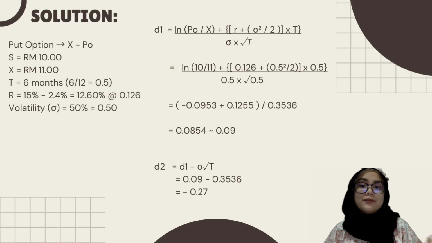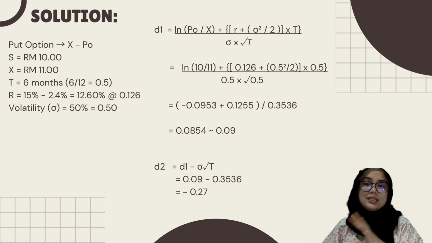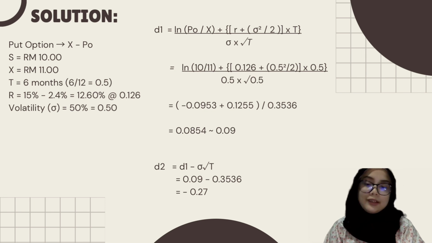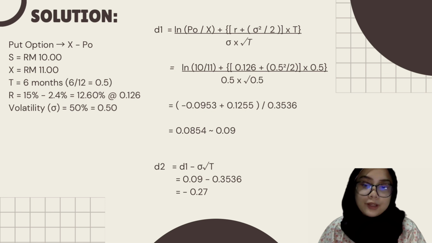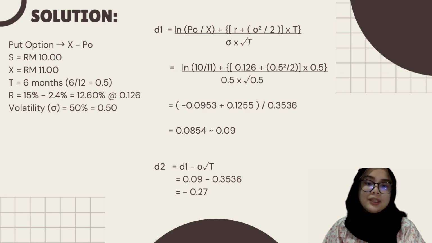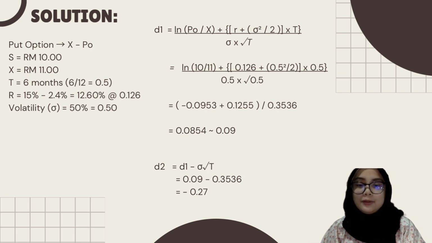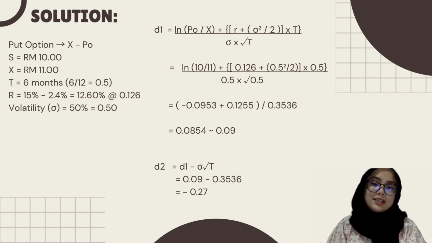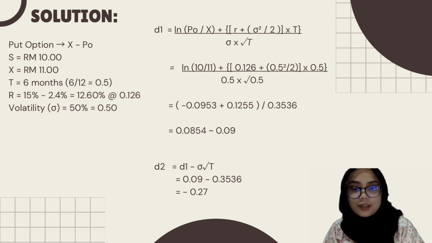So next, the solution for case study 2. First, we list out all the details provided by the question. The formula is P equals X divided by e to the power of negative r times t, multiplied by N of negative d2, minus S multiplied by N of negative d1. Now let's plug in the values. My group have decided to use D1 and D2. These are the formula for D1, and the answer is negative 0.0854, and we round it off to 0.09. And for D2, we use this formula, and the answer is negative 0.6064.